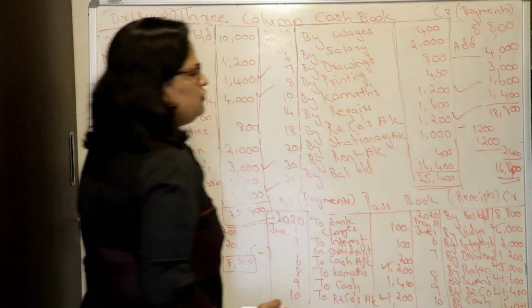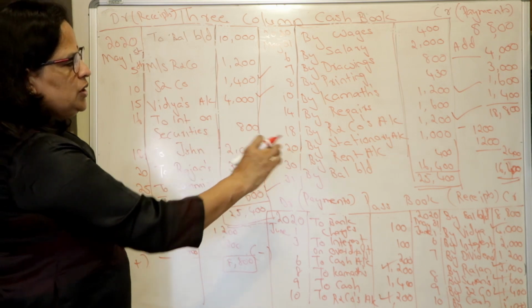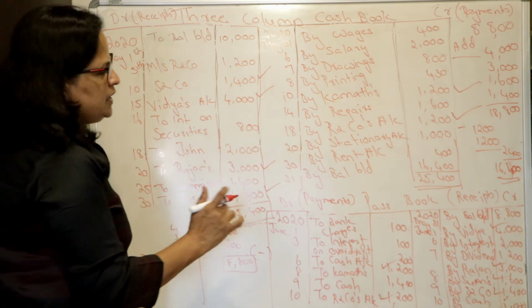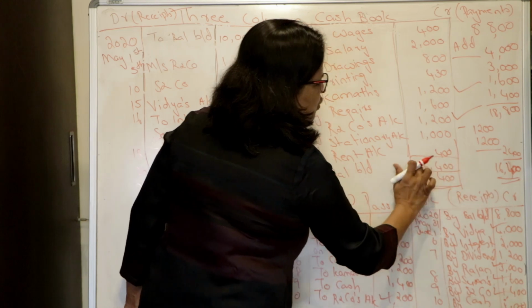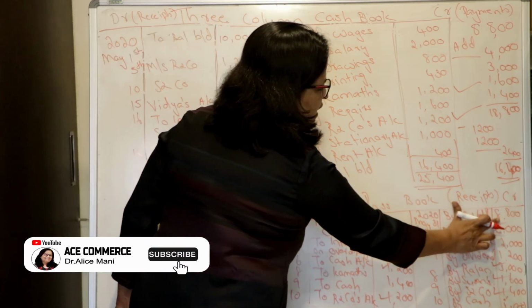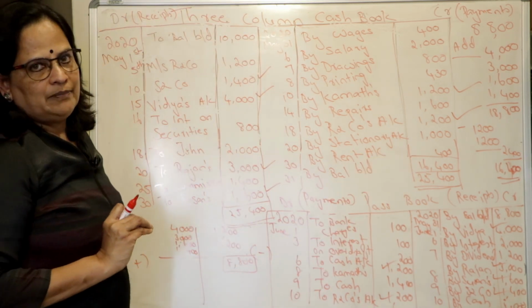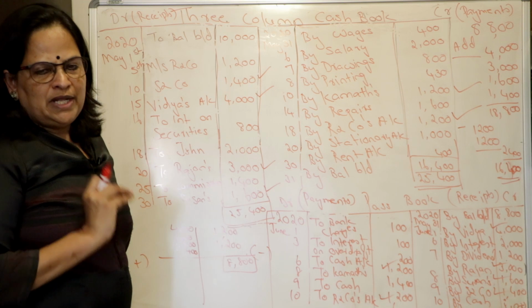So 18,800 minus 2,400, you will get 16,400. So this is the cash book balance. We started with the passbook balance, that is 8,800, and we arrived at the cash book balance 16,400. So this is what I want to explain in this module.